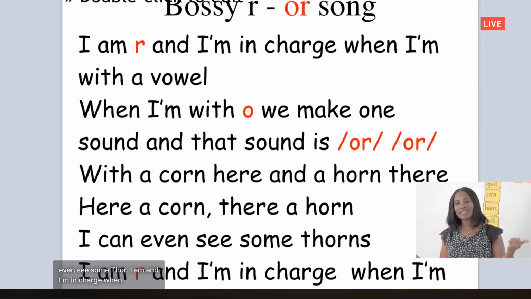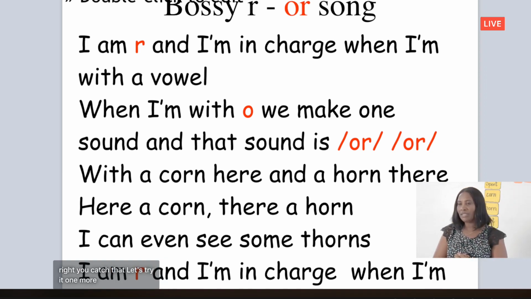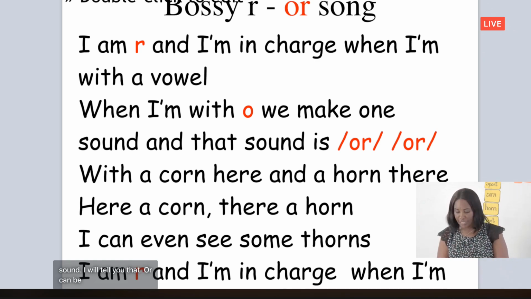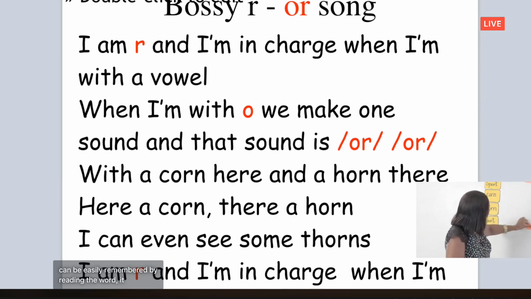When I'm with a vowel. All right, you catch that? Let's try it one more time. Remember, this will teach us about our OR sound. I will tell you that the sound OR can be easily remembered by reading the word itself. Let me show you.